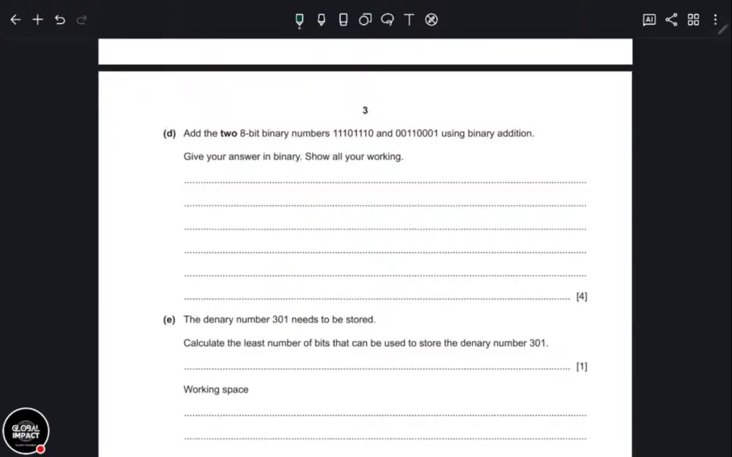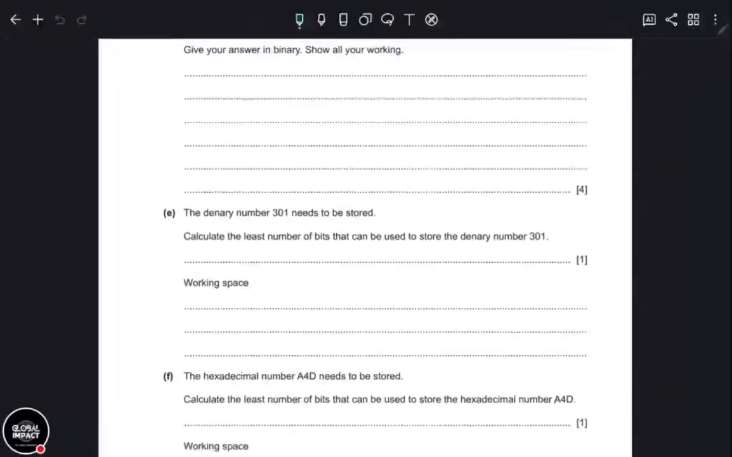The 2-bit binaries, add. Okay, we'll add. Then calculate the least number of bits that can be used to store the number 301. Okay, well, let's work with that. Once they say bits, of course, this is binary, right? So converting the denary number 301 to binary, we would start with 128, then 1 times 2, that's 2, times 2, that's 4, times 2, that's 8, times 2, that's 16, times 2, that's 32, and then 128.